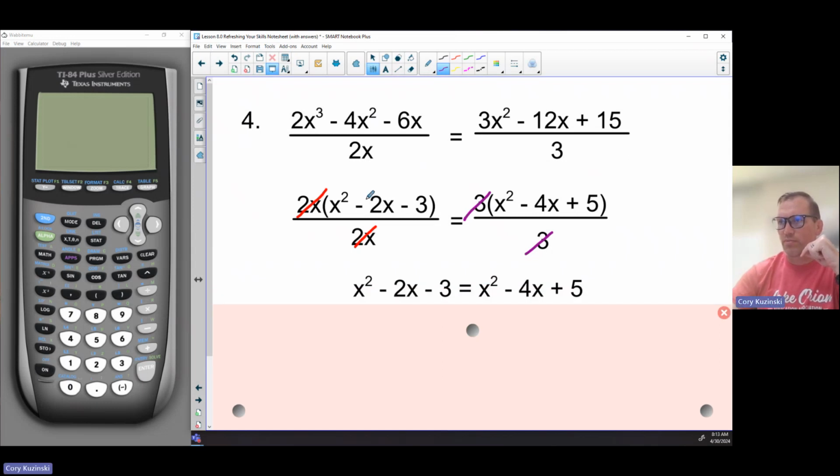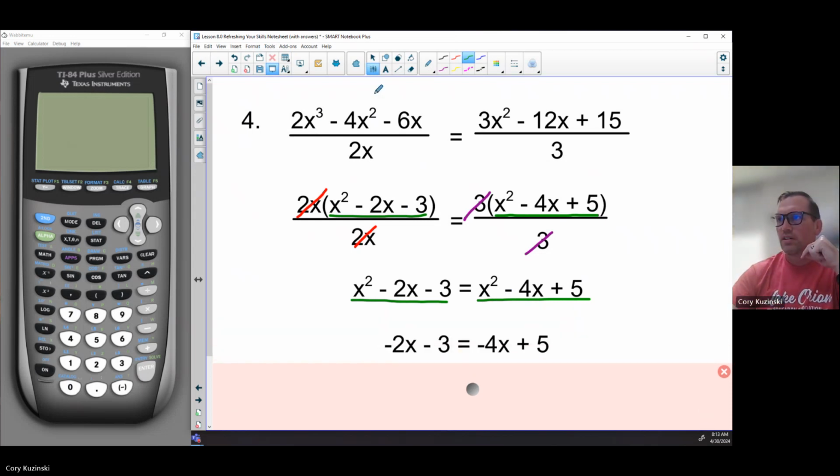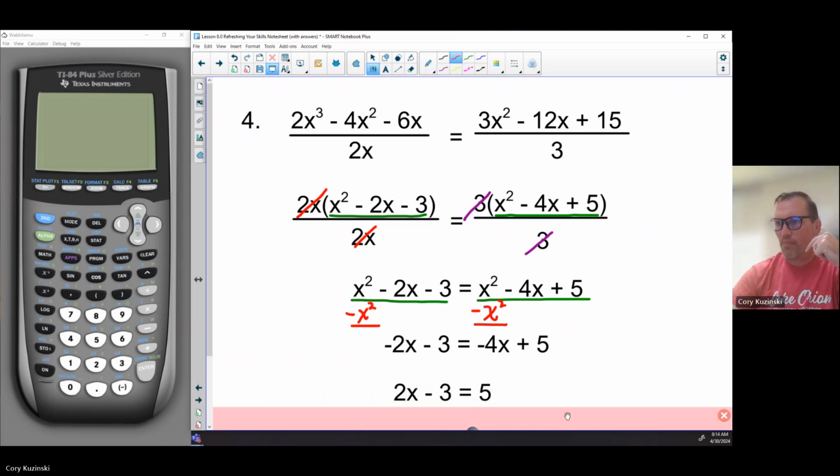So now I get this new equation where I've just got what's left inside. I've got this equals this. All right, fantastic. Well, if I subtract x squared from this side and I subtract x squared from this side, then the x squareds disappear. So as long as I subtract the same thing on both sides, I should be good. All right, and then what about if I add 4x over here and I add 4x over here? I'm getting really close to solving this equation now, right?